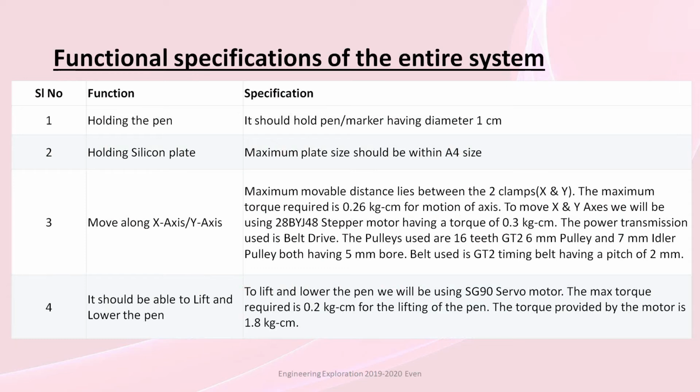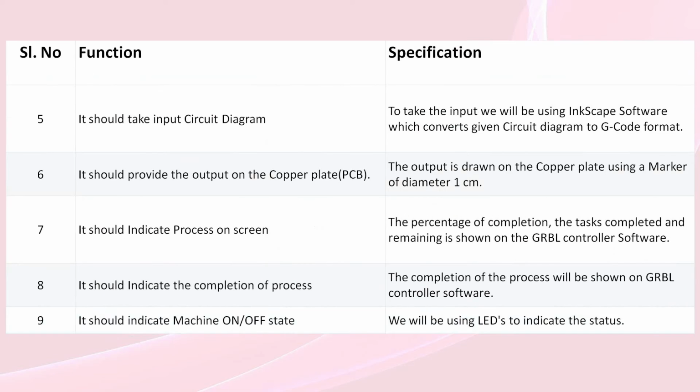It should take an input circuit diagram. To take input, we are using Inkscape software which converts the given circuit diagram to G-code format. It should provide the output on the copper plate. The output is drawn on the copper plate using a marker of a diameter 1 cm.